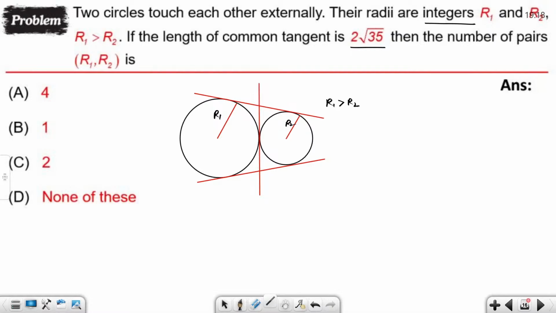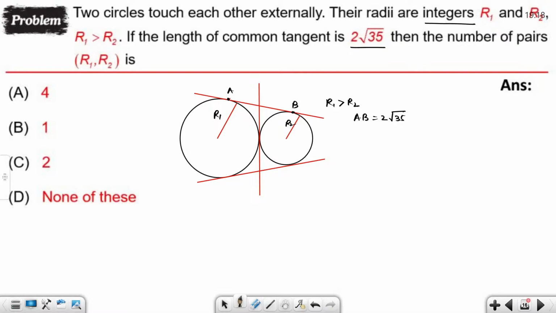Now as they are touching each other externally, we will say the length of the transverse common tangent is 0. So the length of the common tangent they are talking about in the question is the direct common tangent, because the length of the transverse common tangent is 0. Therefore, for the direct common tangent, let this point be A and this point be B. Then the length of AB is 2 root 35. Am I correct?